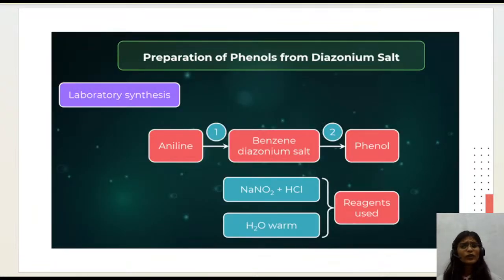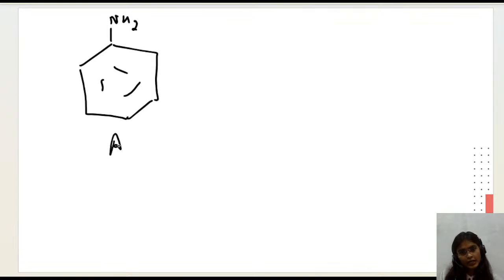I hope you now know how to form the diazonium salt. Yes or no? Which reagent are we going to use? I'm going to explain, because we already discussed this in the haloalkane and haloarene chapter. So this is the first question: how to convert aniline into benzene diazonium chloride or BDC? It's our aniline. Which reagent are we going to use?